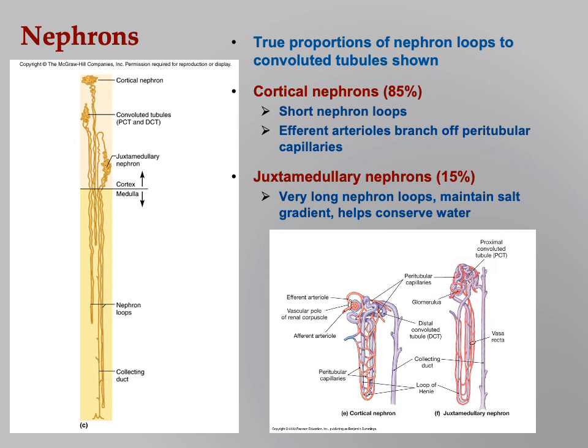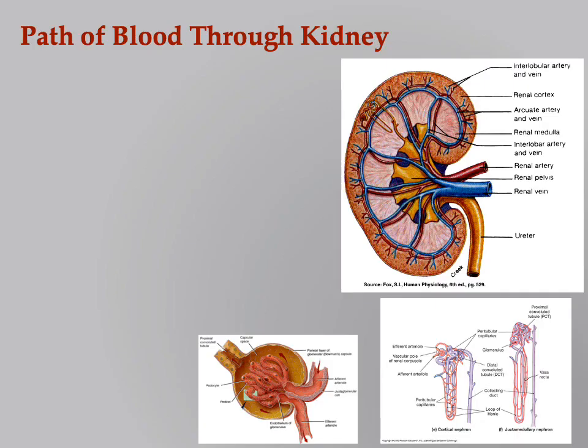Whereas juxtamedullary, only 15%, but they have very long nephron loops. Look at the relative size there. See, it has a really, really long nephron loop. And that helps maintain salt gradients and helps conserve water. That's one of the ways the kidneys control your water balance.